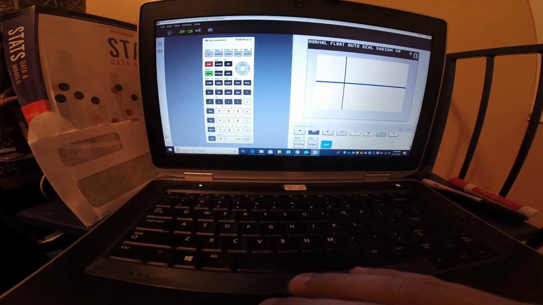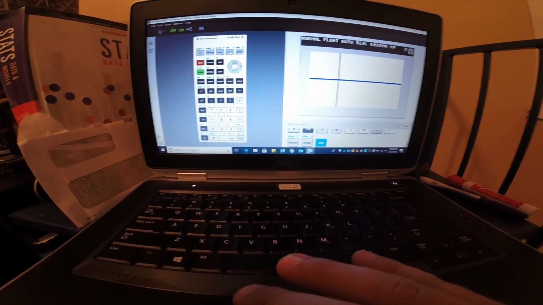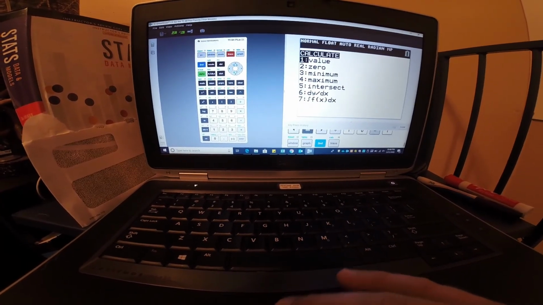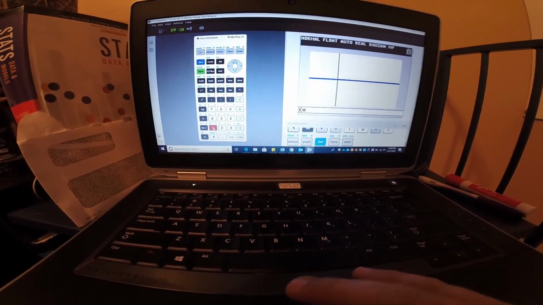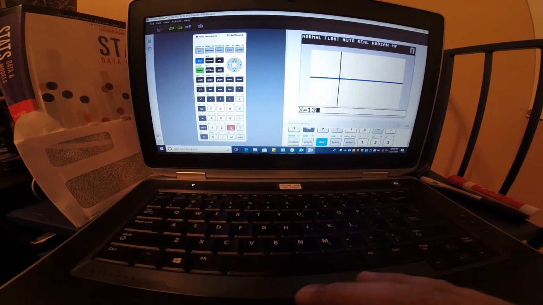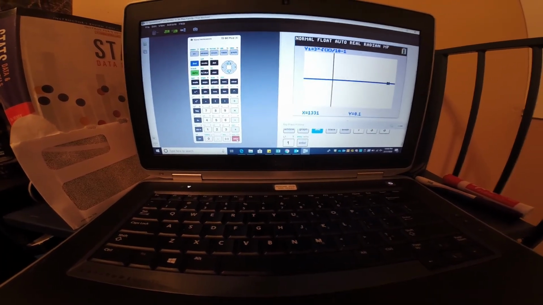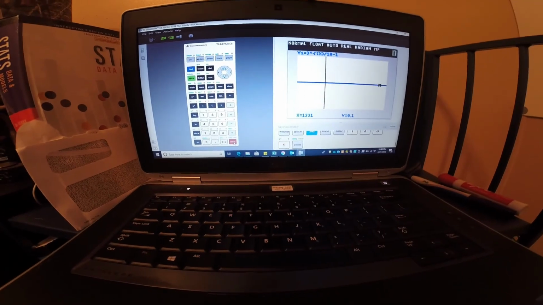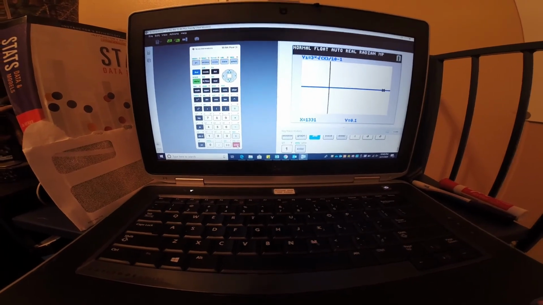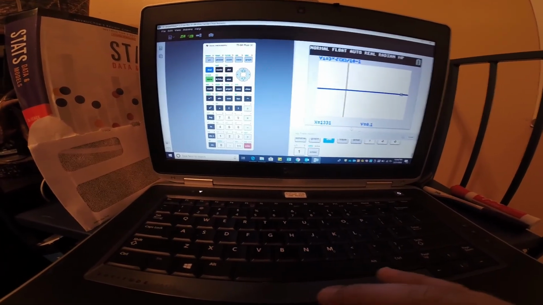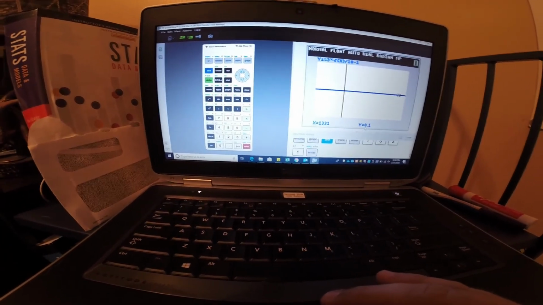What I'm worried about is hitting the second trace or second calc button and using the value function on the calculator. X equals 1,331. If I hit enter there, it shows me that my y equals 0.1. Okay, so our answer here is 0.1.